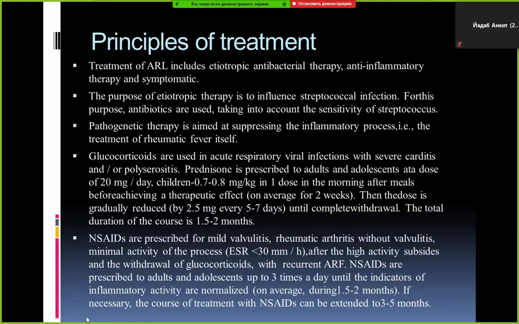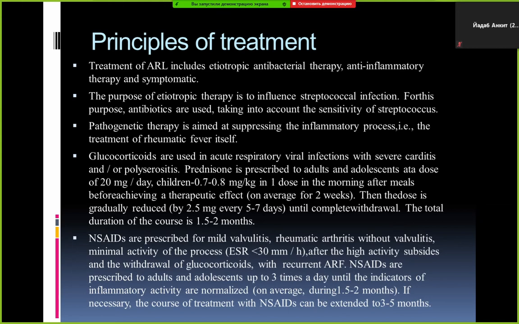So, some words about principles of treatment of acute rheumatic fever. Treatment of acute rheumatic fever includes etiologic antibacterial therapy, pathogenetic anti-inflammatory therapy, and symptomatic therapy. So for etiologic therapy we use antibiotics, taking into account the sensitivity of streptococcus.